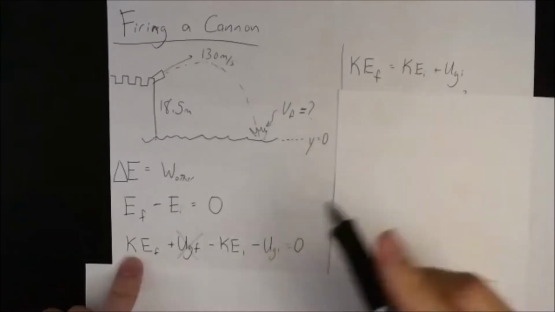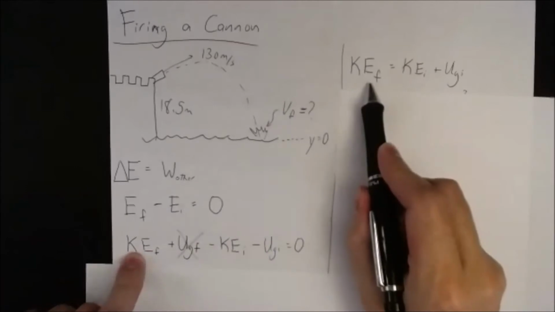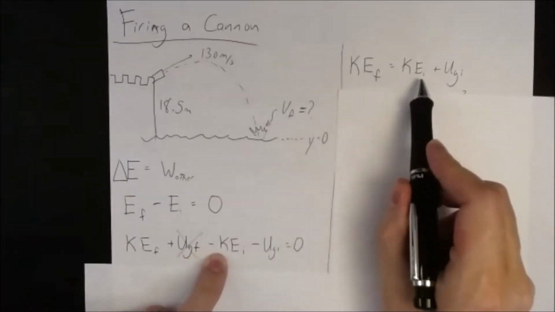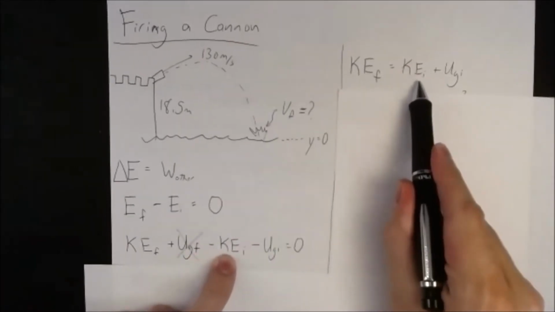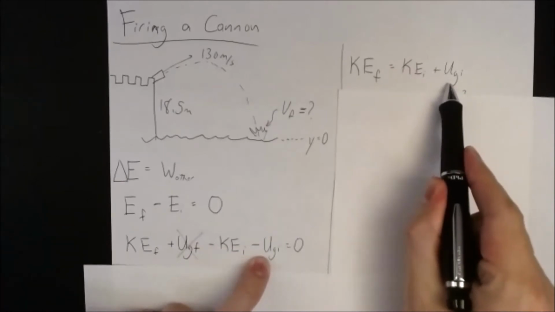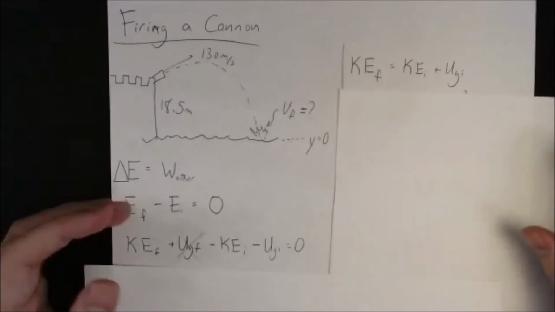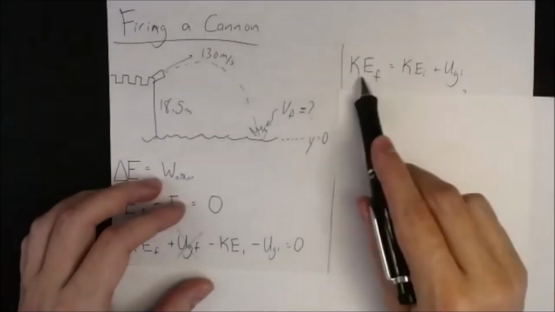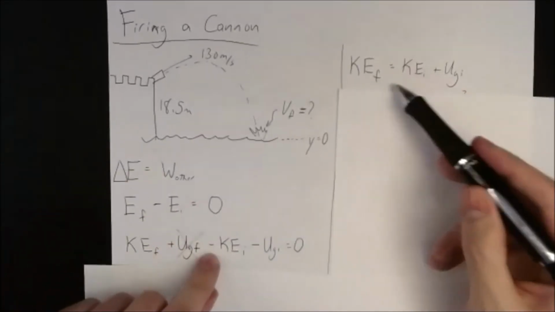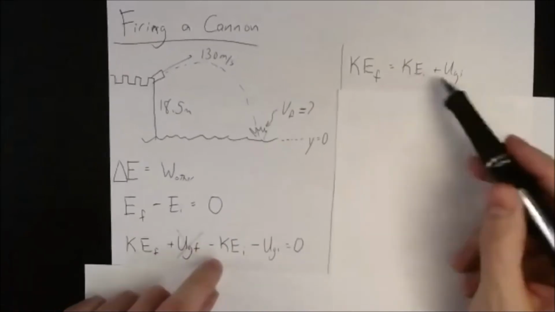What do we do from there? Well, we say kinetic energy final, we do a little bit of algebra, and we say it is equal to kinetic energy initial plus gravitational potential energy initial. This algebra right there is optional. You don't have to do that. I just like seeing it more like this, because I don't have to make sure I've gotten rid of the negative signs.